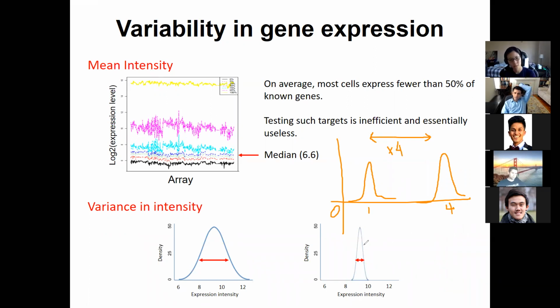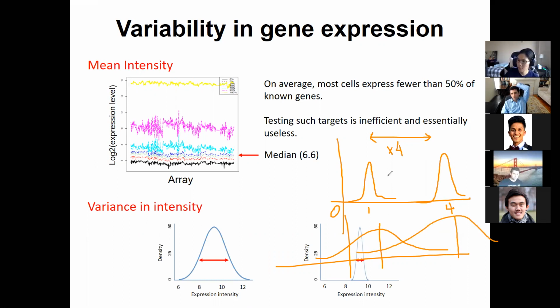But it actually makes a very big difference if it's a 4-fold effect size with a very broad distribution, or if it's a 4-fold effect size with a very narrow distribution. And the variance in your intensity is actually going to have a huge effect on your ability to distinguish the actual effect of that SNP. And the reason for that is that in your measurements, all of your points are going to be here, very tightly distributed. And then all of your points there are going to be here, also very tightly distributed.